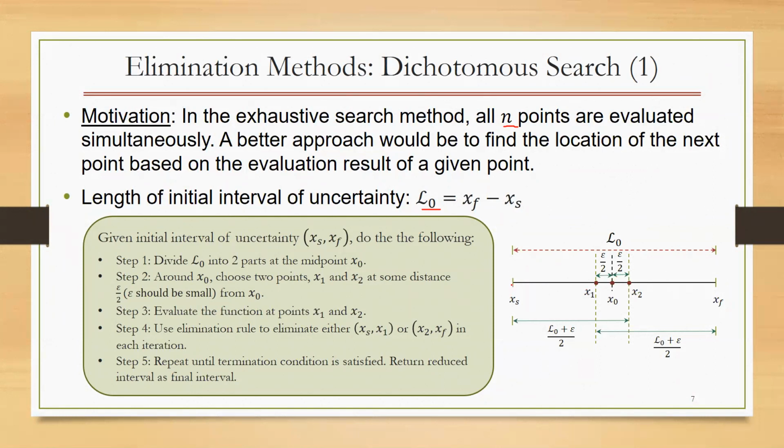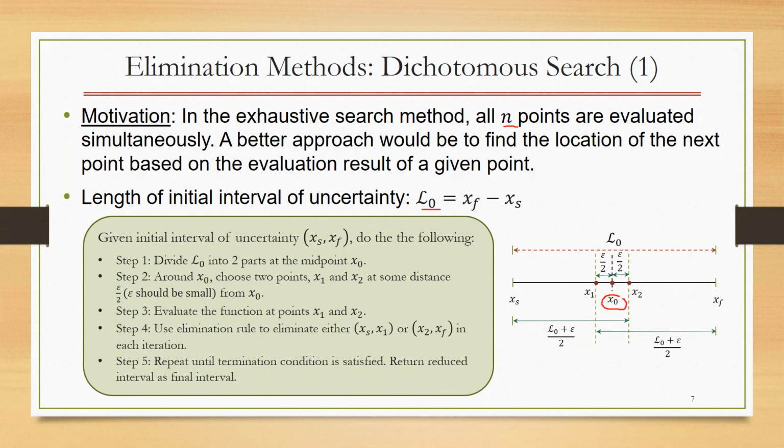So the first step is, given a very initial interval of uncertainty, whose length is L naught, what we do is first divide it exactly into half. So we take (xf minus xs) divided by 2. Okay, so we find the midpoint, which we denote by x naught. So x naught is the midpoint of this interval.